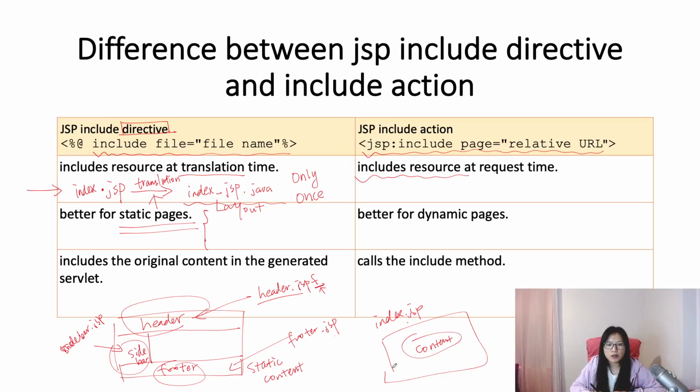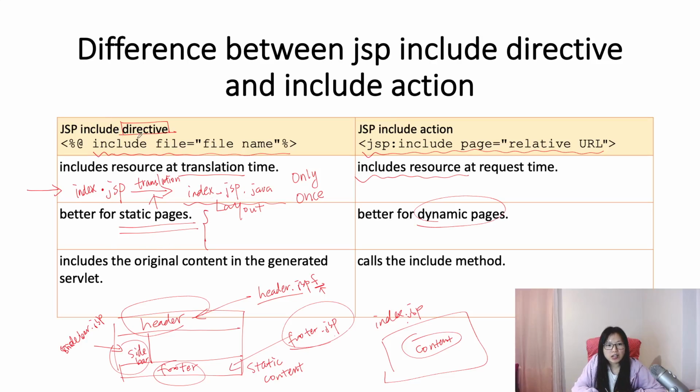So later on, when we want to change the footer information, we don't need to go to every JSP page to change it. We just go to footer.jsp, change it in one place, and it applies everywhere. And the JSP include action is better for dynamic pages, which means for every request, probably based on the different user, the pages will be different. So the JSP include action is better for that.